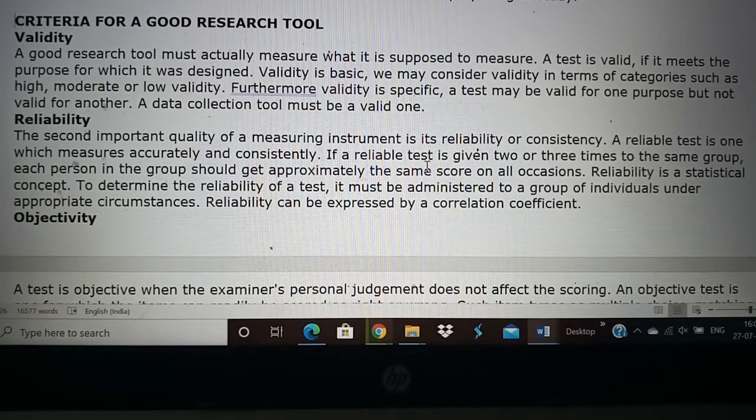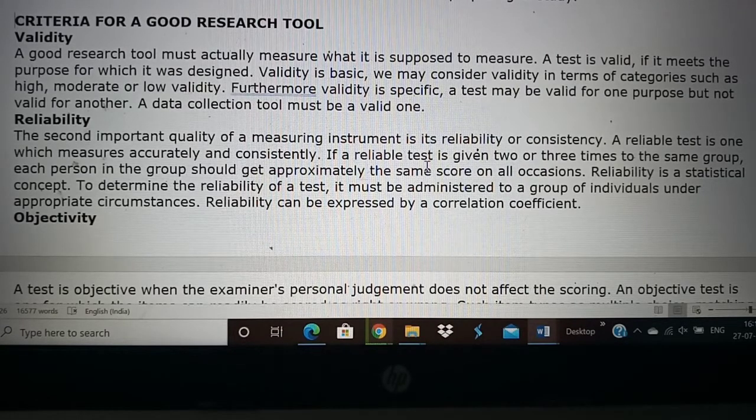Okay, so the next criteria for a good research tool is the reliability. Just like validity, reliability is very important in research. And reliability means nothing but consistency. That is, each time you do the study, it should be consistent. The values that you get out of the study should be consistent. So then your research is reliable.